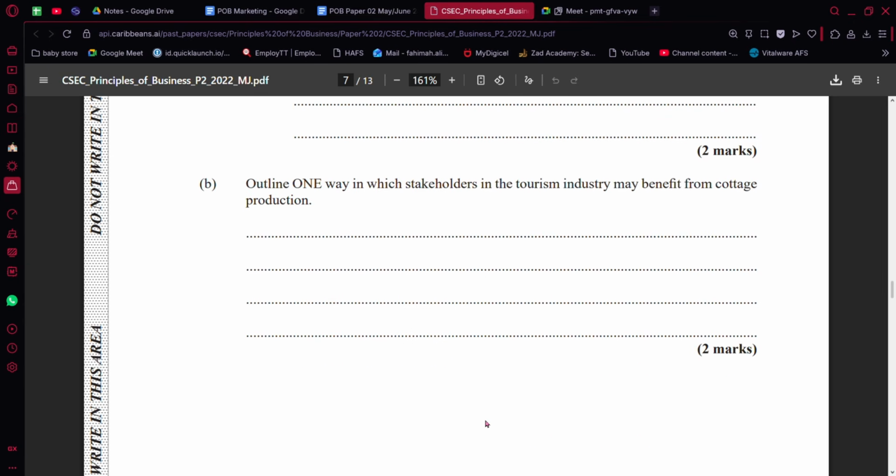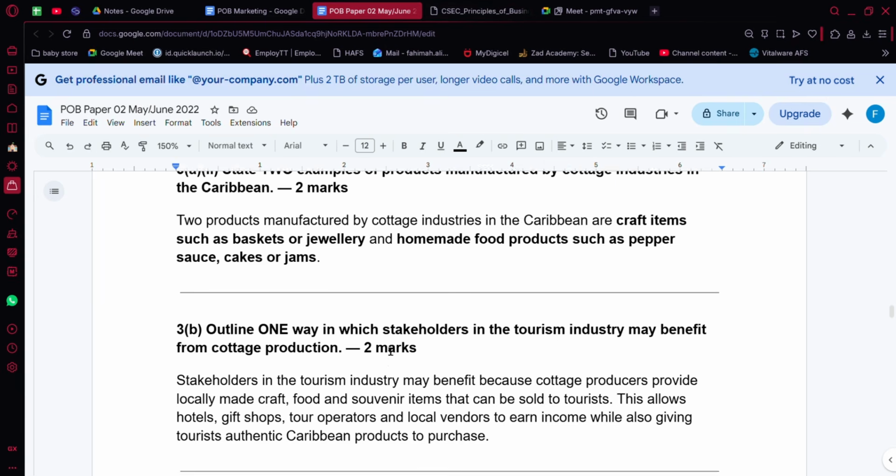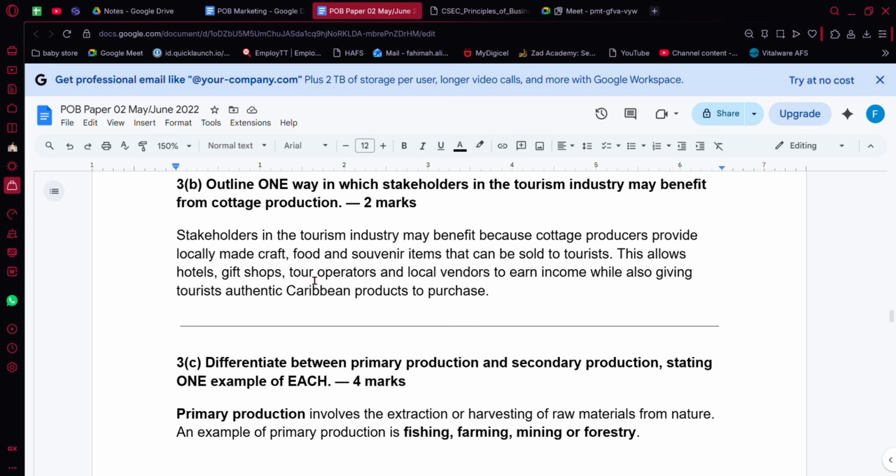Next question. Outline one way in which stakeholders in the tourism industry may benefit from cottage production. Stakeholders in the tourism industry may benefit because cottage producers provide locally made craft, food, and souvenir items that can be sold to tourists. This allows hotels, gift shops, tour operators, and local vendors to earn income while also giving tourists authentic Caribbean products to purchase.